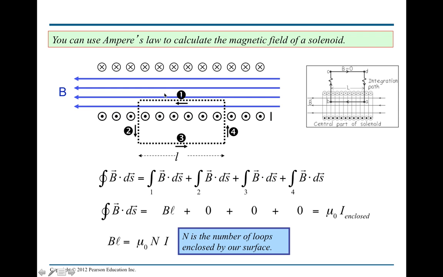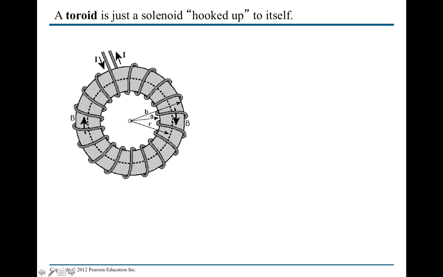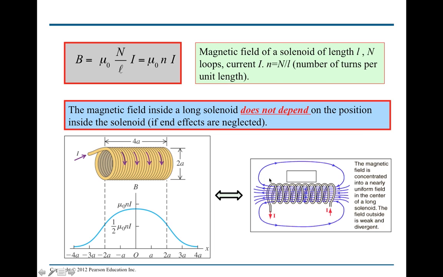Now, I didn't know if I mentioned this or not, but remember, the magnetic field for the solenoid is 0 outside, and non-zero, or uniform, inside. So outside, or close to it, the magnetic field is 0, and inside it is non-zero. This is if you're talking about a long solenoid.